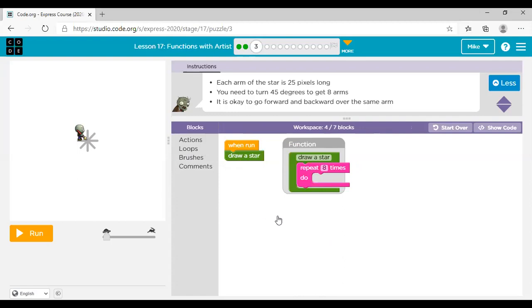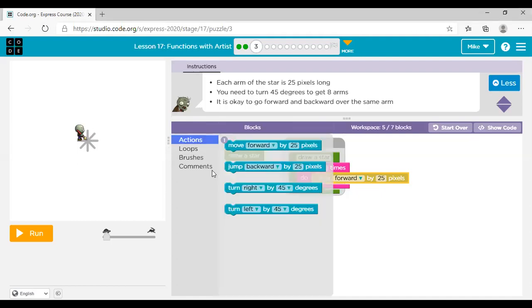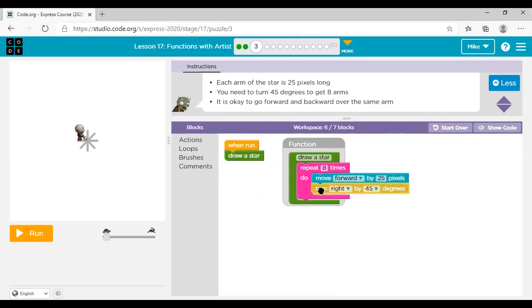So what's our first step? Move forward by 25 pixels. Beautiful. Turn right by 45 degrees. Here it doesn't matter which way we're going to turn. If we turn left, we would have drawn the one on top first. If we turn right, we draw the one at the bottom. So it just depends on which way you want to turn. That doesn't matter, but yes, we're going to turn right by 45 degrees.